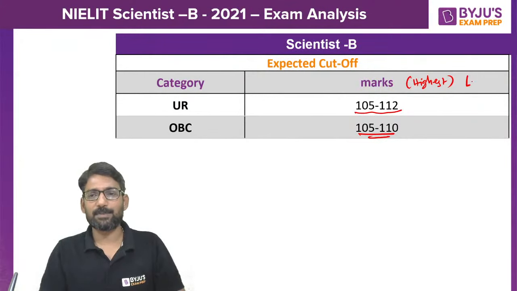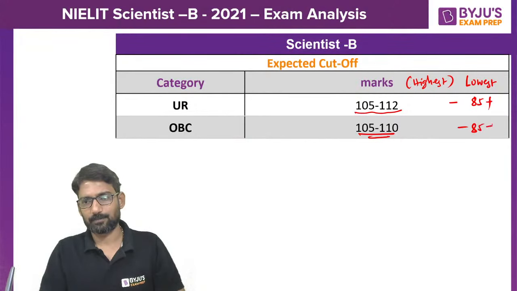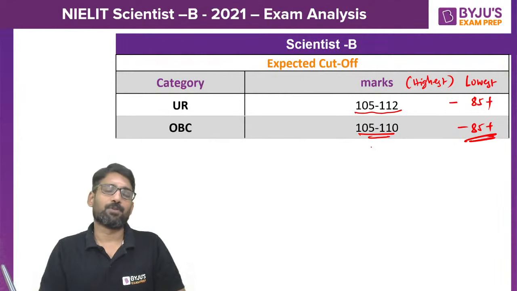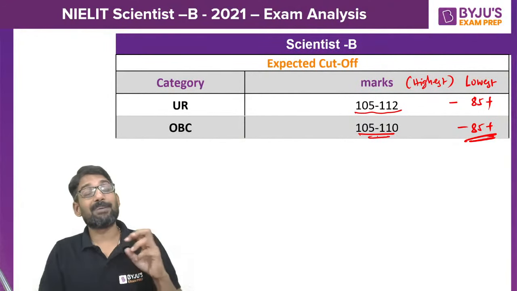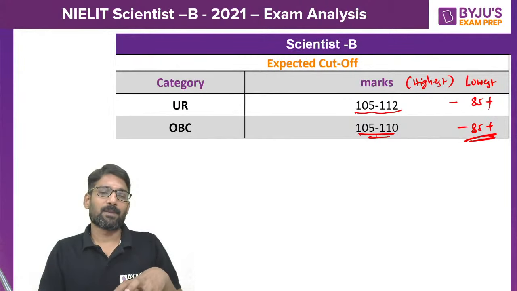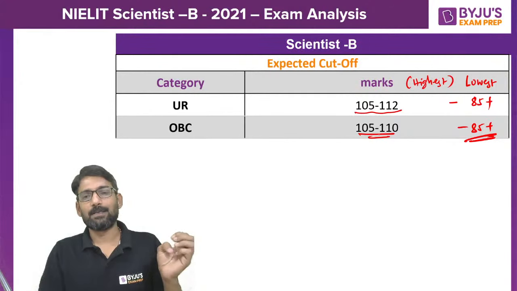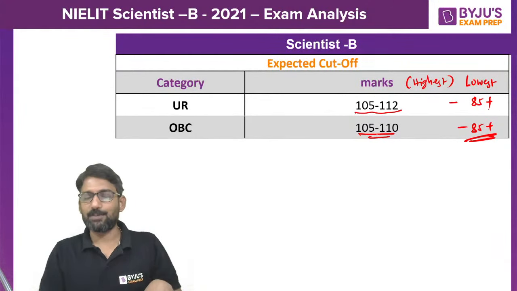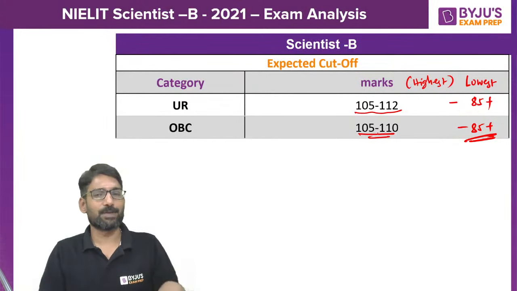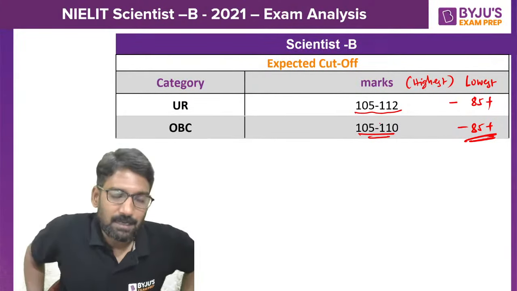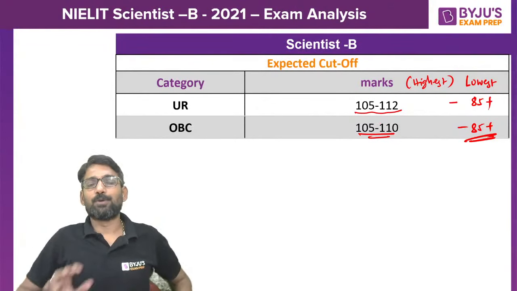And if you ask me, sir, what could be the lowest, definitely it would be 85 plus. So if you can score 85 plus, as there are very few positions and many students have appeared for it, so there could be tough competition. Hence, though last time around 70 was the lowest, this time you can expect 85 plus could be the lowest cutoff.